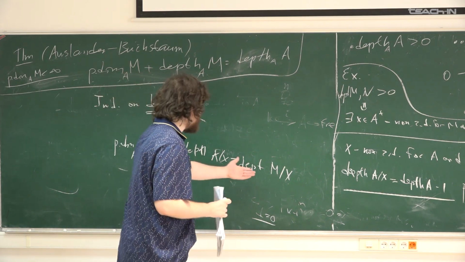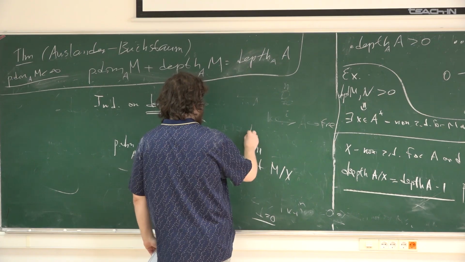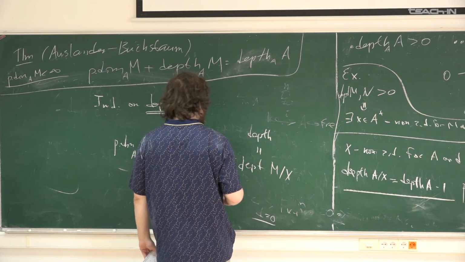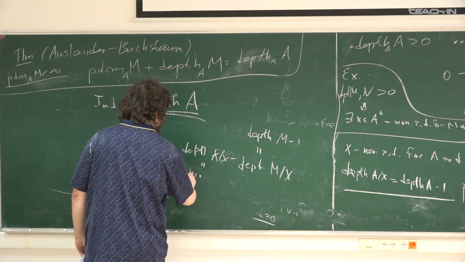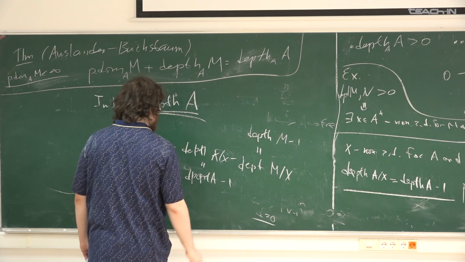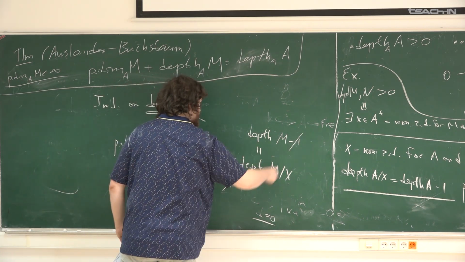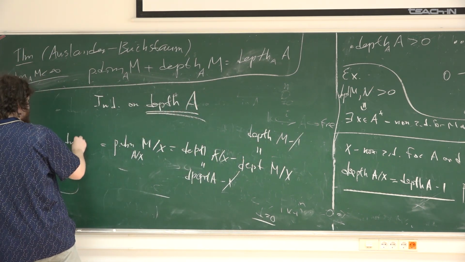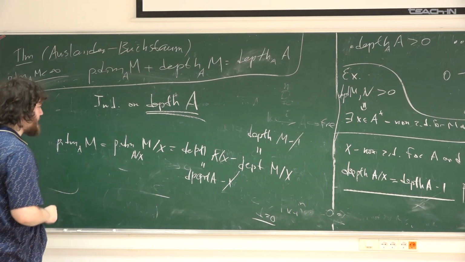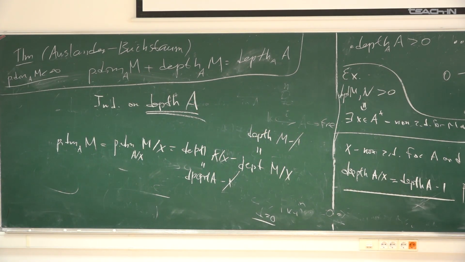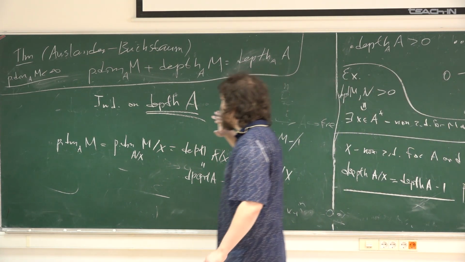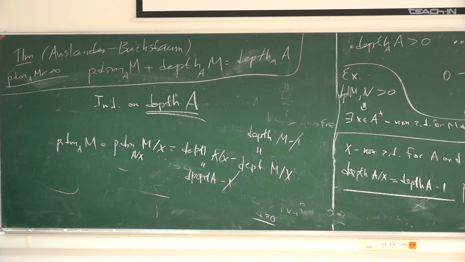And here it is exactly depth M minus 1, and this is depth A minus 1. And this is the projective dimension of M itself. And this is finished. But here, the last remark. Okay, and so we proved, modulo this easy exercise, by induction on depth.